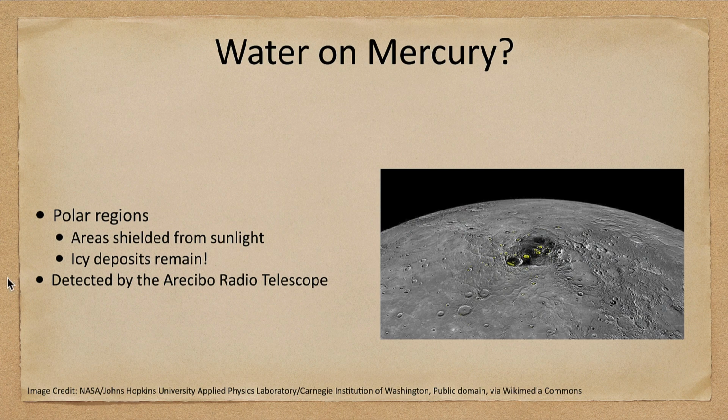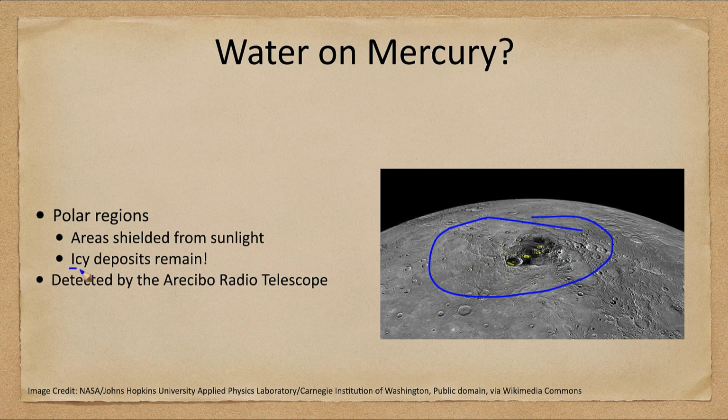Now, could there be water on Mercury? Well, we would expect no atmosphere, so certainly no liquid water would be possible. However, we do have some areas, like on our moon, where there are regions that are shielded from sunlight, and we can see them highlighted in yellow here. These are areas on Mercury that never see the sun.